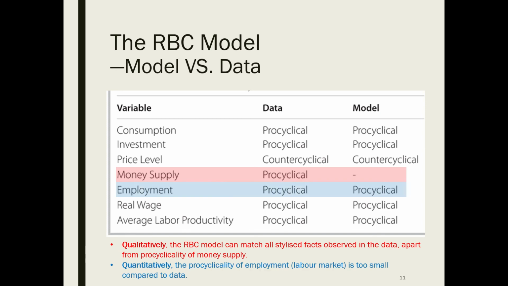The second discrepancy is in the labor market. The employment in the data is procyclical. That is, you have a higher employment rate when there is a boom, and vice versa. We do have procyclicality in our model as well, but the change in our model is very, very small in magnitude. So quantitatively speaking, the RBC model is not able to match the change in employment in magnitude.